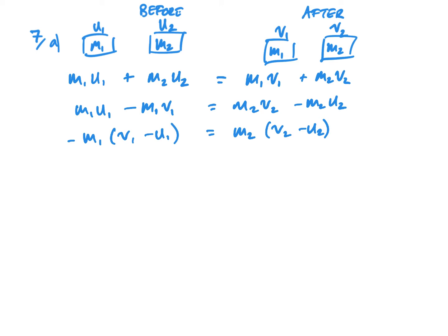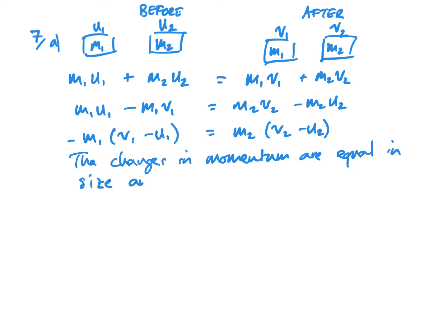And basically what we're showing here is that the change in momentum for object 2 is negative the change in momentum of object 1. So whatever object 1's momentum increases by, object 2's will decrease, or vice versa. So the changes in momentum are equal in size and opposite in direction, because that's all a minus sign means in physics.